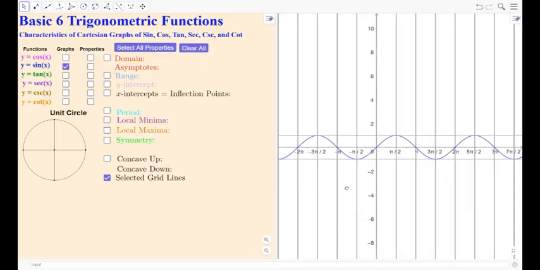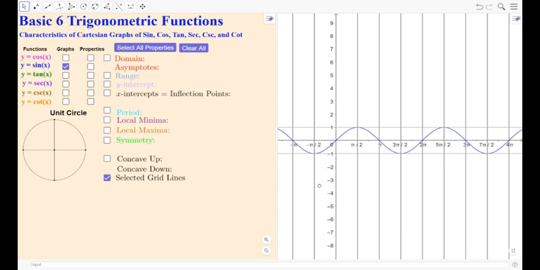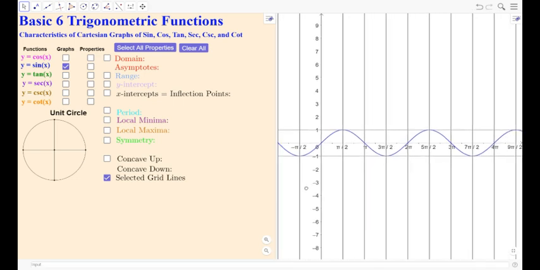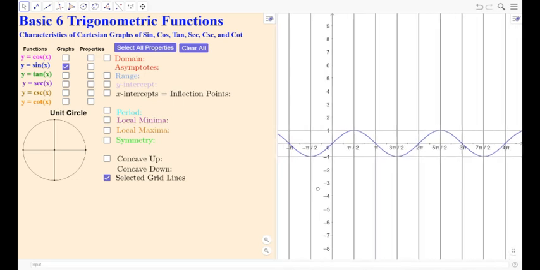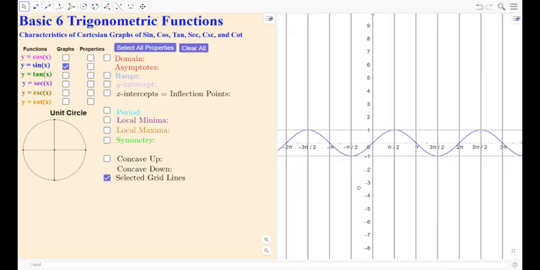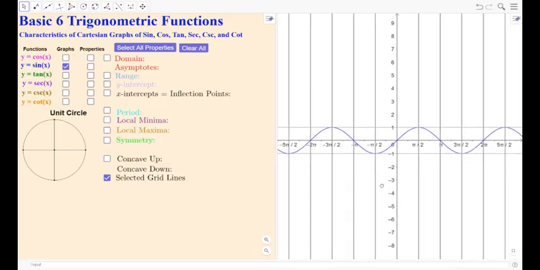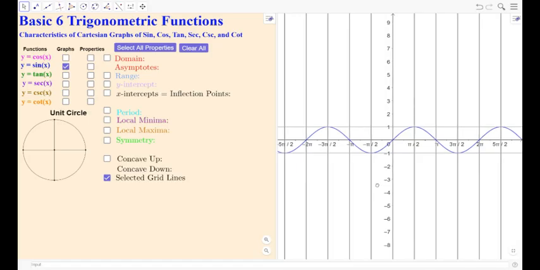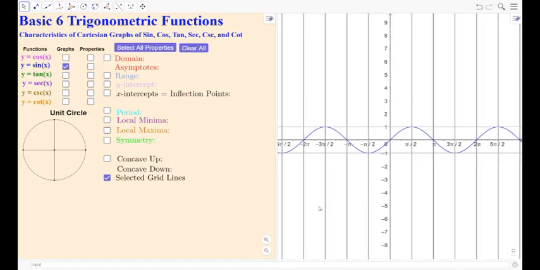So let me zoom in just a little bit here so we can get a really good look at maybe a couple of periods here. Let's do a couple periods maybe centered up on the axis, something like that. Okay, so the first question that you might want to know about any function is what is its domain? So what x values are allowed? Well, we can see that all real numbers, the x values are allowed.